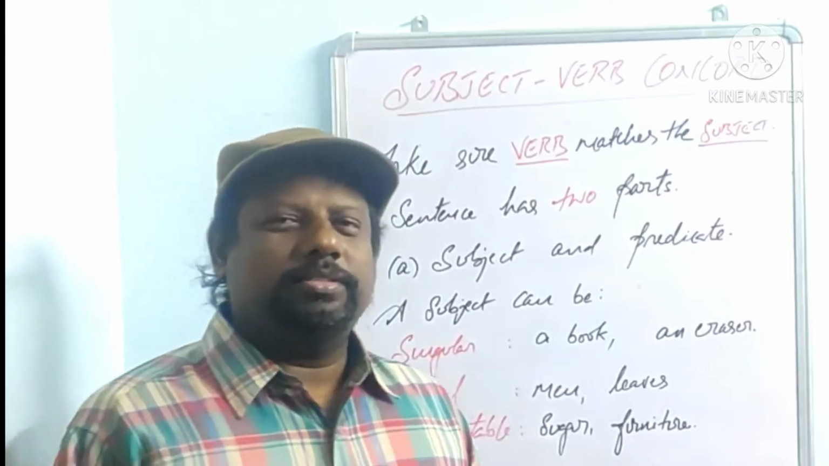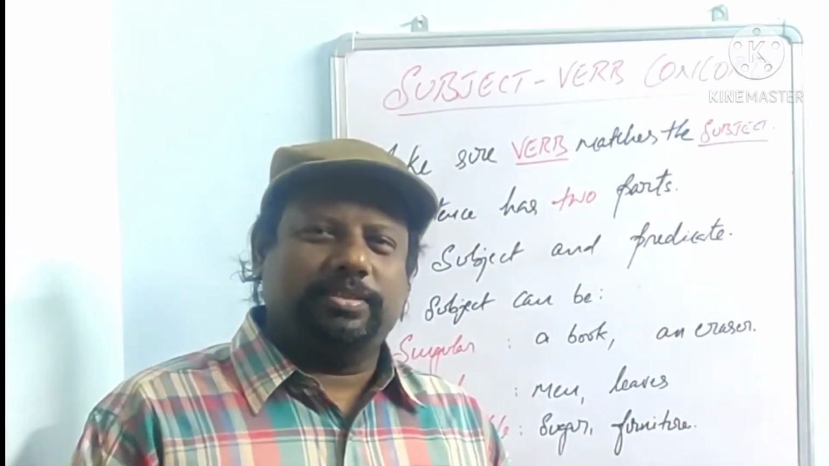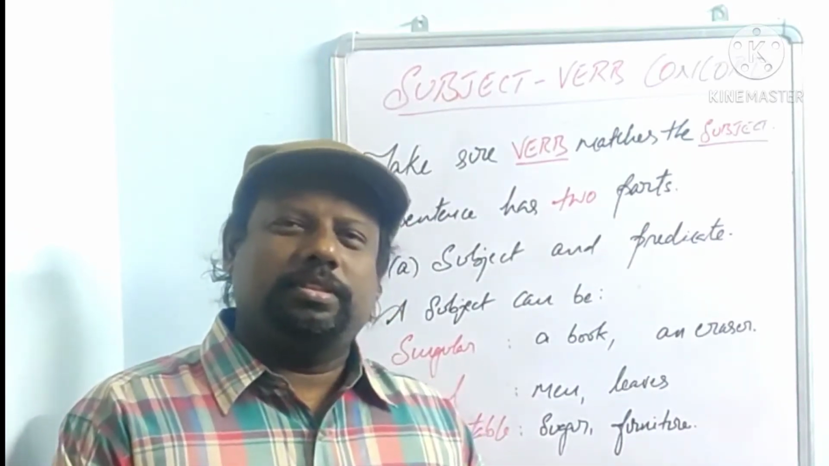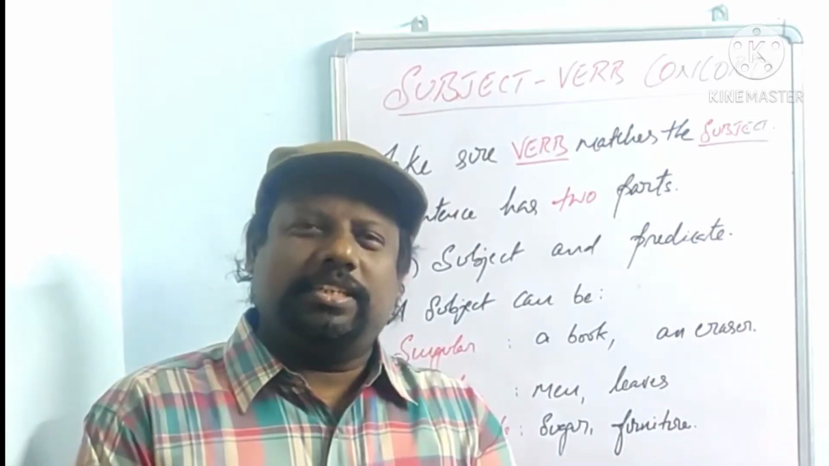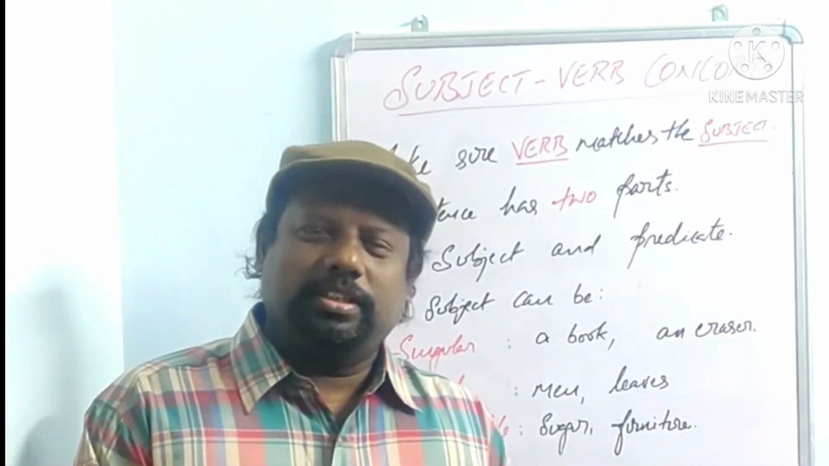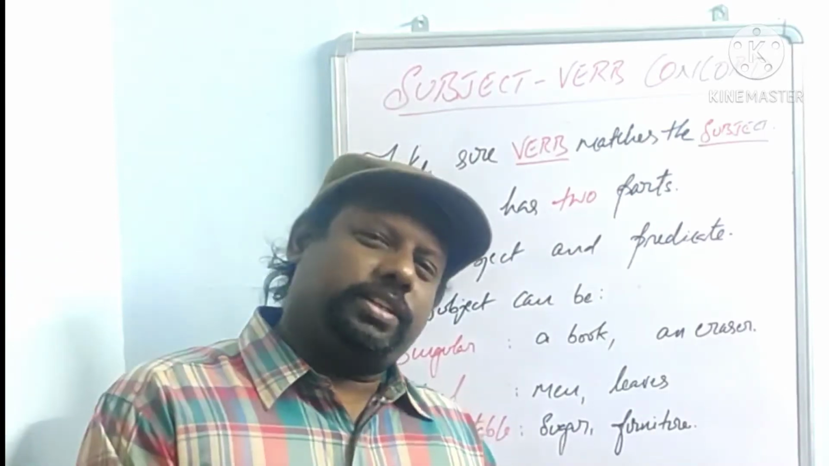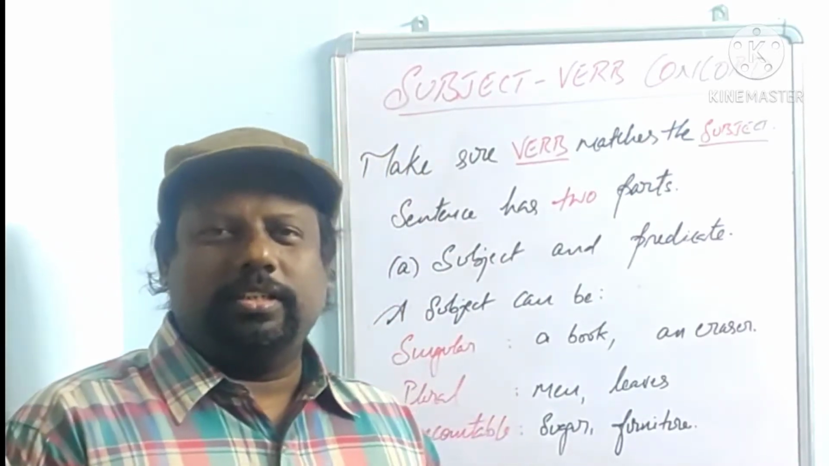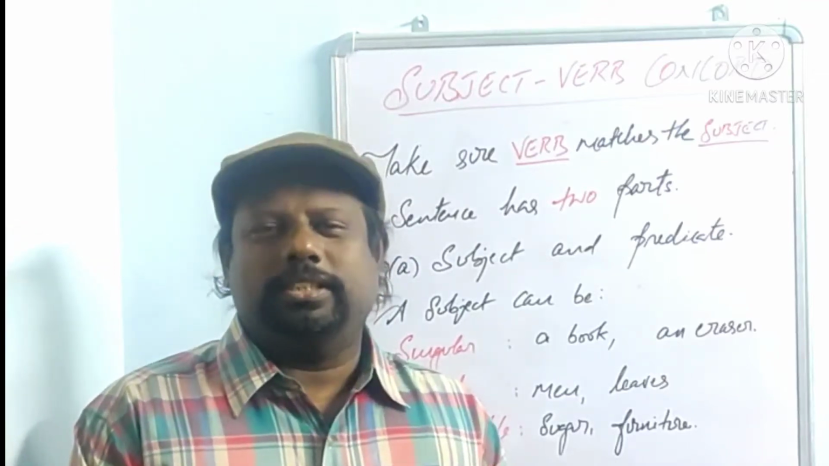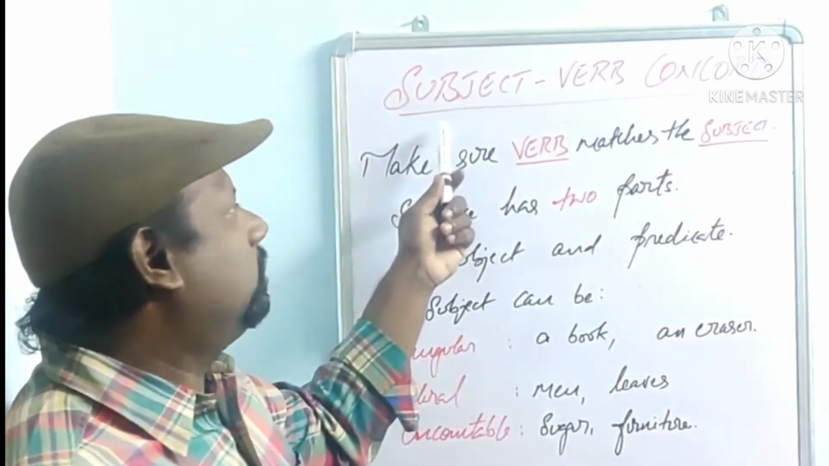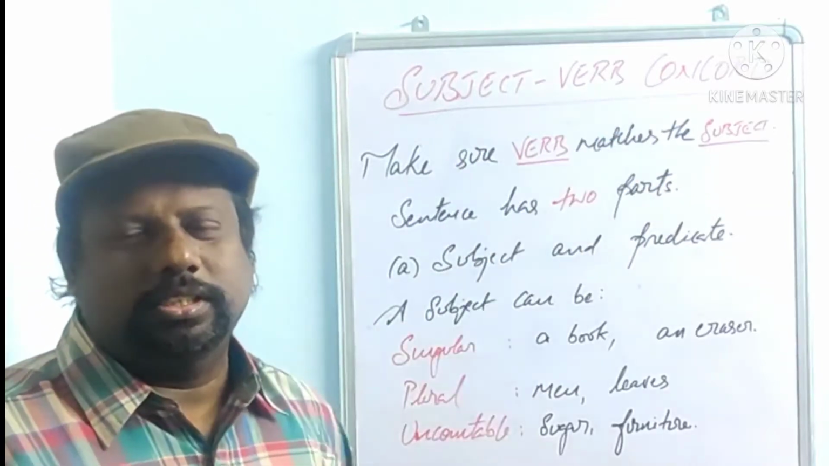What are we discussing about? We are discussing verbs. What are verbs? The action which is denoted in a sentence is called a verb. Yesterday we discussed some sentences and we did some workbook exercises also, right? And today we will learn about the topic subject verb concord.